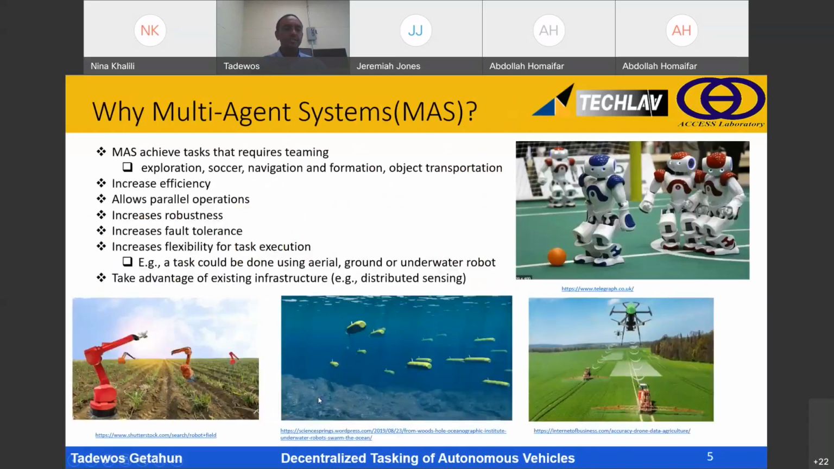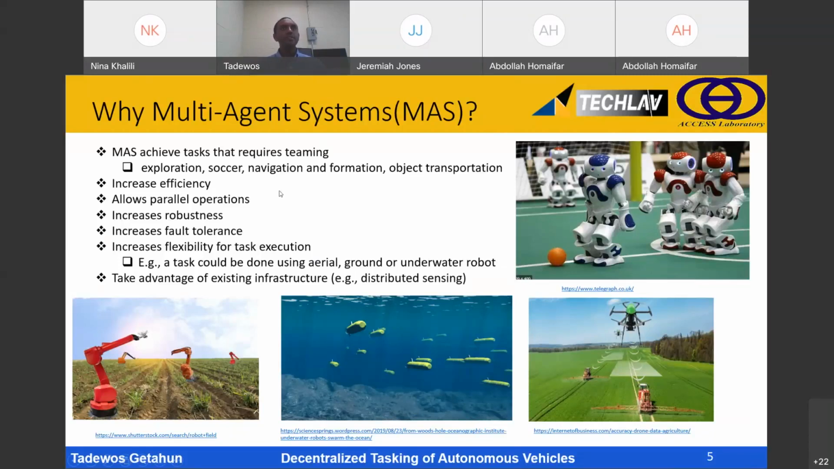So why multi-agent system? The main reason is that some tasks require, or it is a must to have, multiple agents, like exploration, a game of football, and other applications that require cooperation. In addition to that, we can increase efficiency. Multi-agent systems allow parallel operations, they increase robustness, they increase fault tolerance capability, and they increase flexibility of execution.